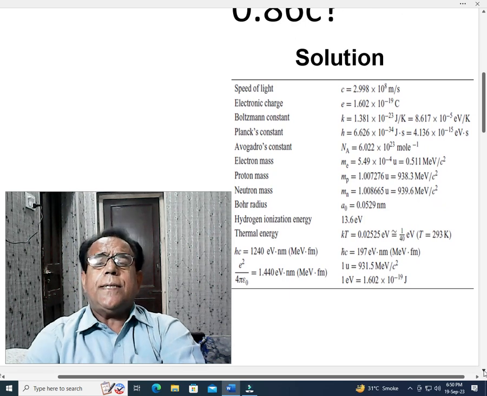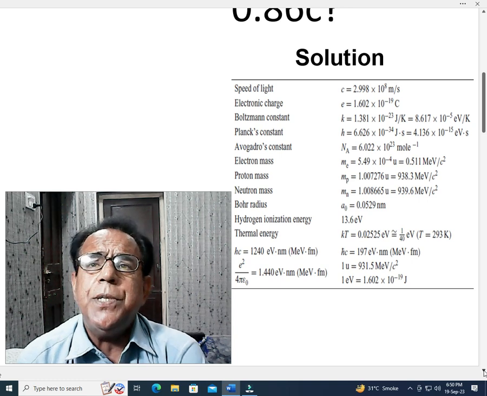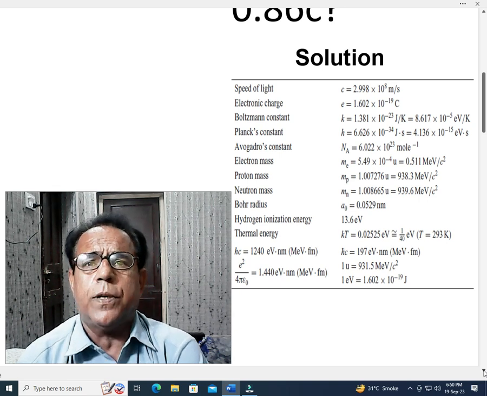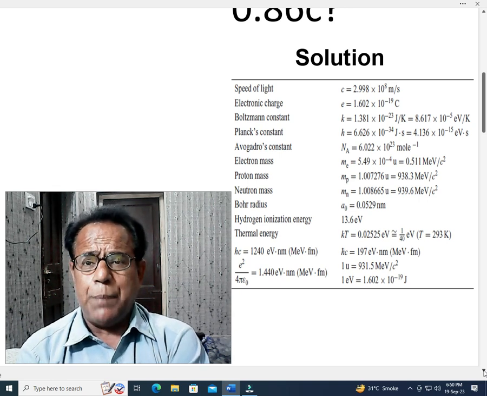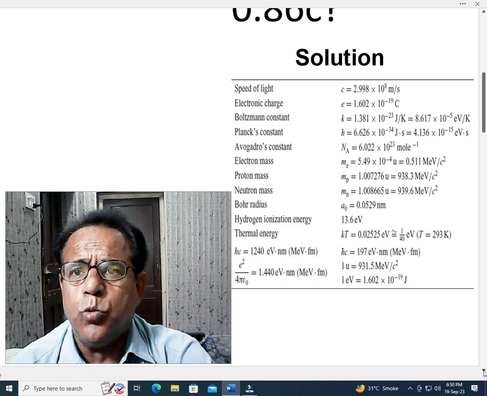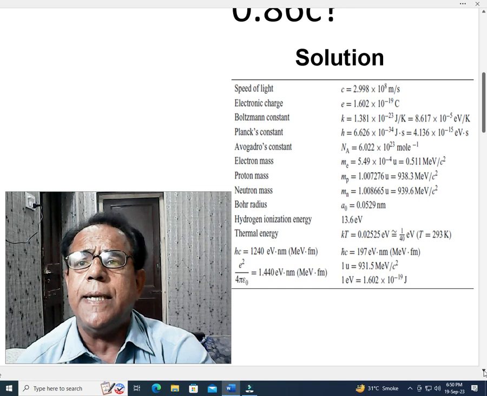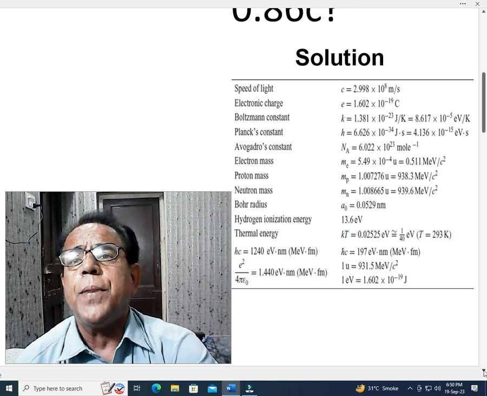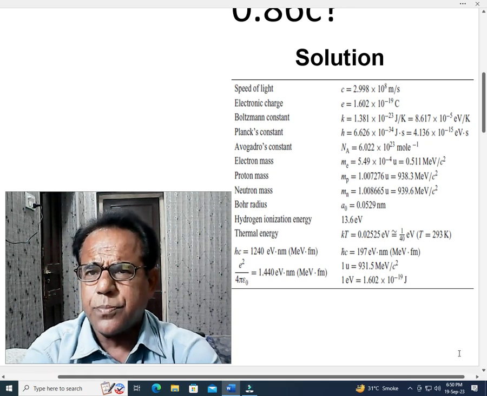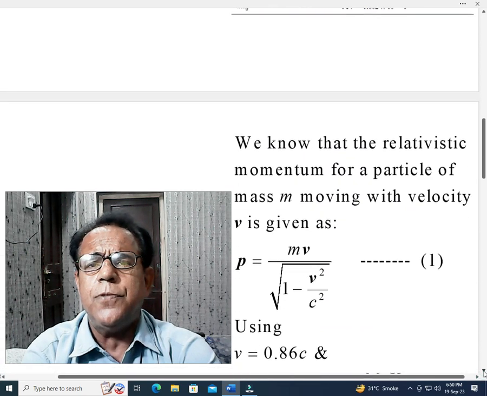In solution of this problem we will use this table in which speed of light is given c equal to 2.998 into 10 raised to the power 8 meter per second. Moreover, proton mass mp, where p is written as a subscript of m, is equal to 1.007276 atomic mass unit u. This alternatively becomes equal to 938.3 million electron volt over c square. Okay, we will use this second expression, and on the basis of this we try to solve our problem, which is quite simple.